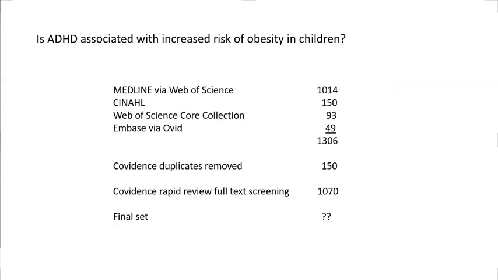So I went through the exercise, I got 1,070. Wow, that's a lot of citations to go through. What is my final set going to be? It's an open-ended question: how many articles am I going to include in my study design? Something you'll have to develop. We can help you with this, but it's a part of the research paradigm.